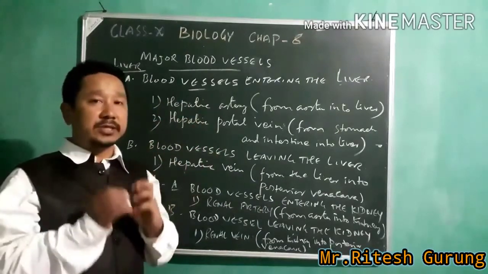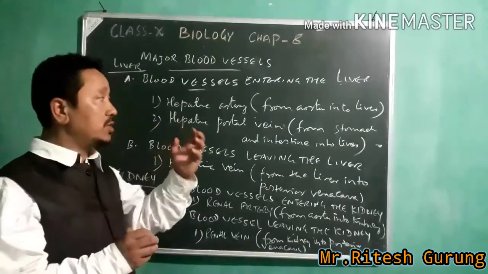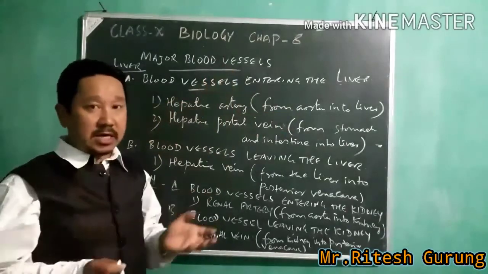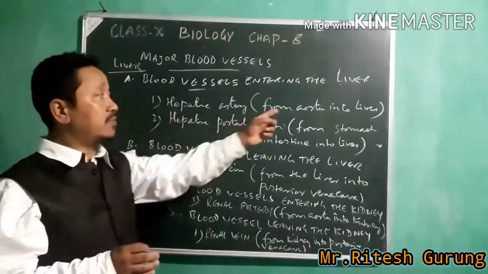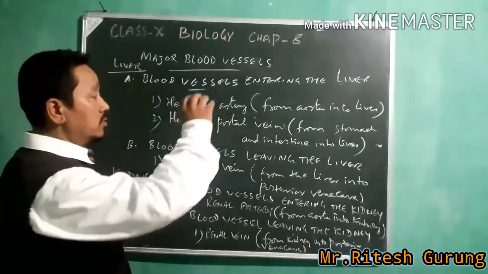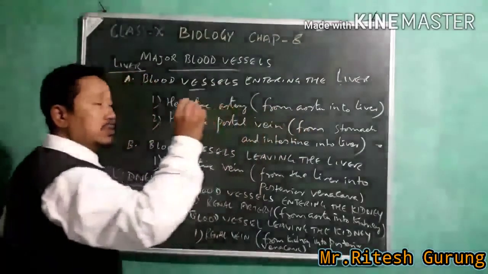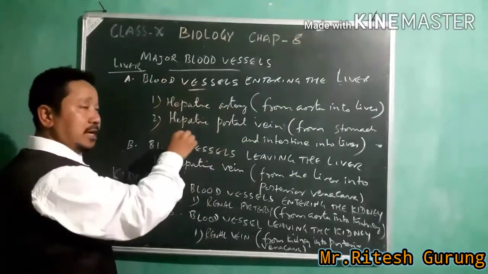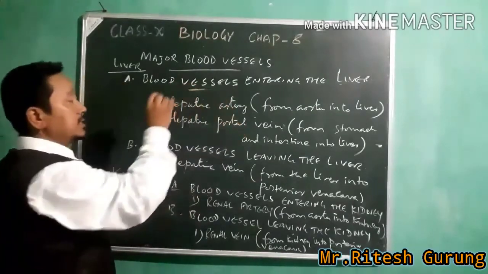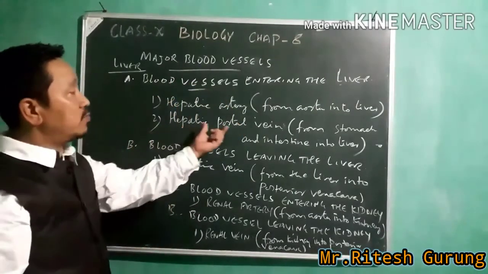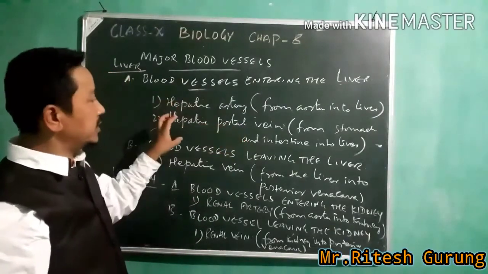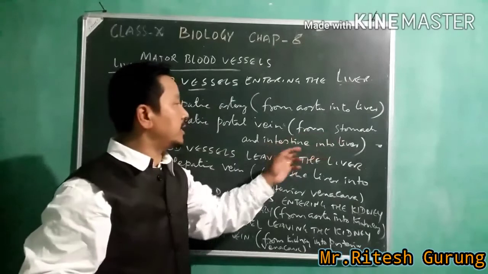Your liver also needs the pure blood, which is coming from the heart. So your aorta is the largest artery coming from the heart, and from aorta a number of arteries branch out. From this aorta, the artery coming to the hepat, or to the liver, is called hepatic artery. In the same way, your hepatic portal vein is also there, which also enters the liver. That is from stomach and intestine into liver.